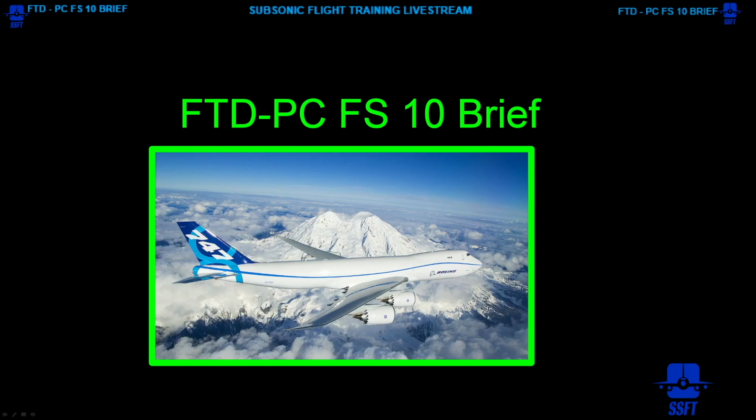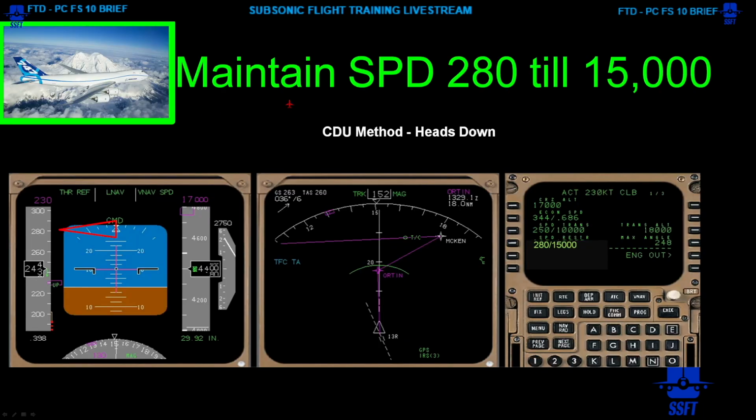Okay, let's go to the PowerPoint. Many of the things we've done, so we're not going to spend a lot of time talking about them. Take a look. We are going to get a speed restriction again, so the speed restriction will be to maintain speed 280 to 15,000, and we've done that before. There's two methods to do it. Remember, the heads down method or heads up method.